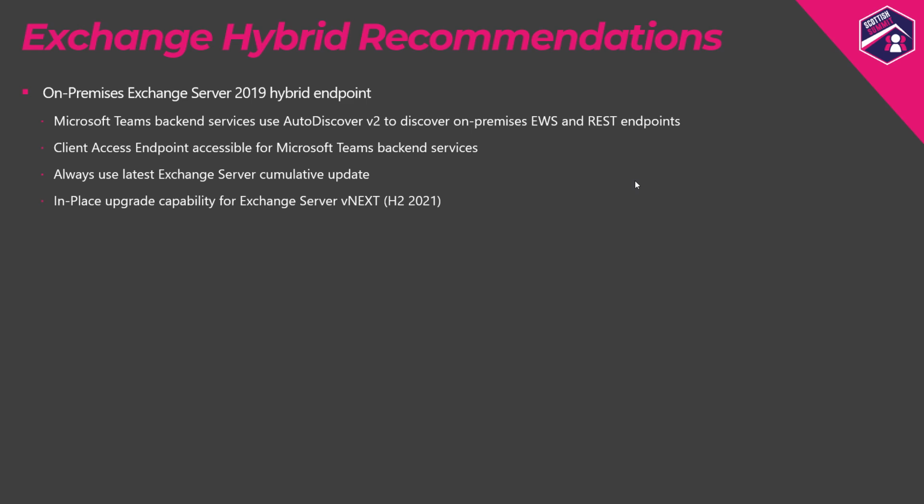Always use the latest Exchange Server cumulative update. Install a new service pack. I think this is nothing special here. And another reason why you should use Exchange Server 2019, if you want to stay with on-premises Exchange in the future, you should run Exchange Server 2019 because this Exchange Server vNext coming up, announced for the second half of 2021, will provide an in-place upgrade capability. But this in-place upgrade capability will only be available for Exchange Server 2019.